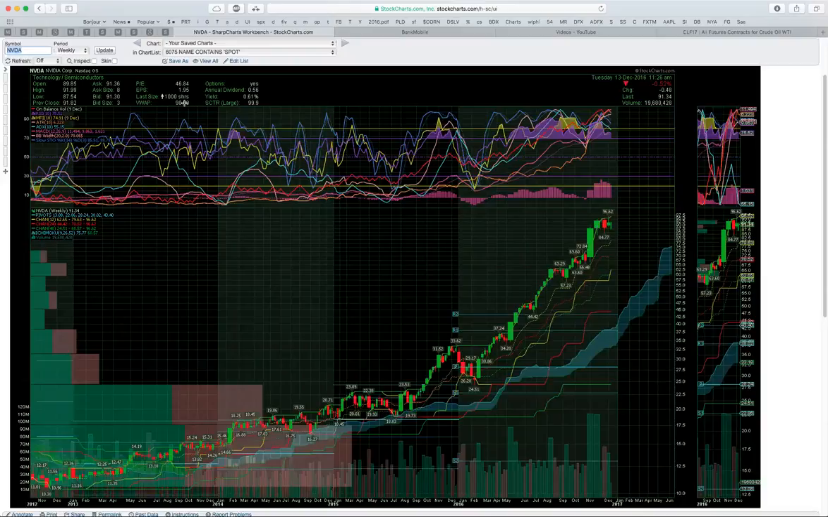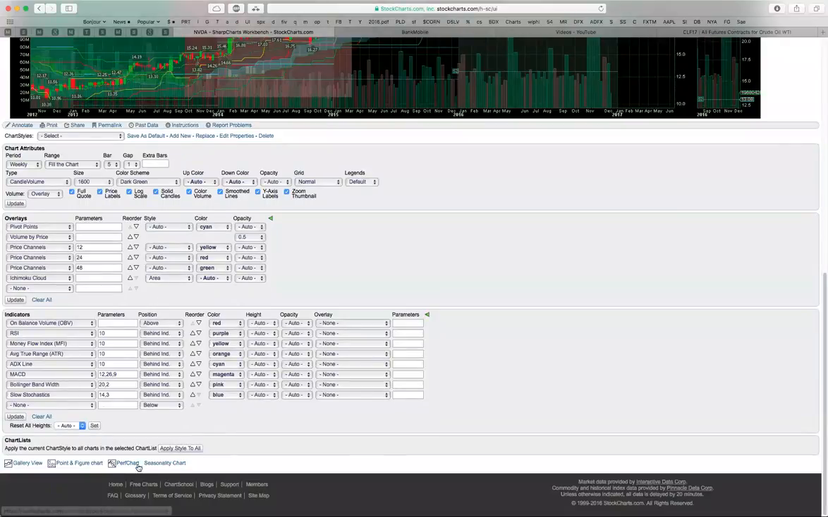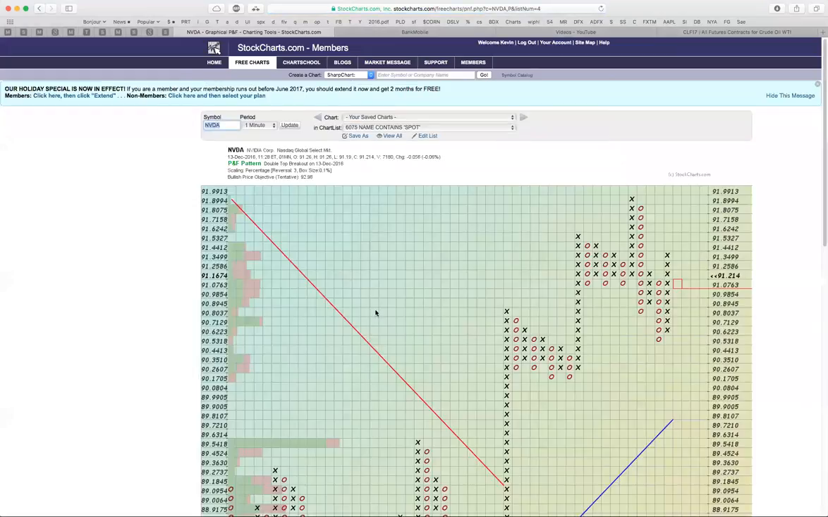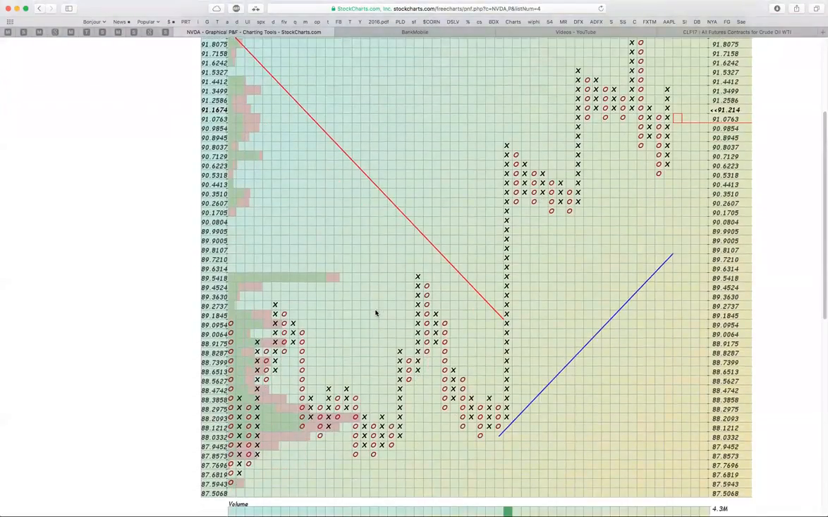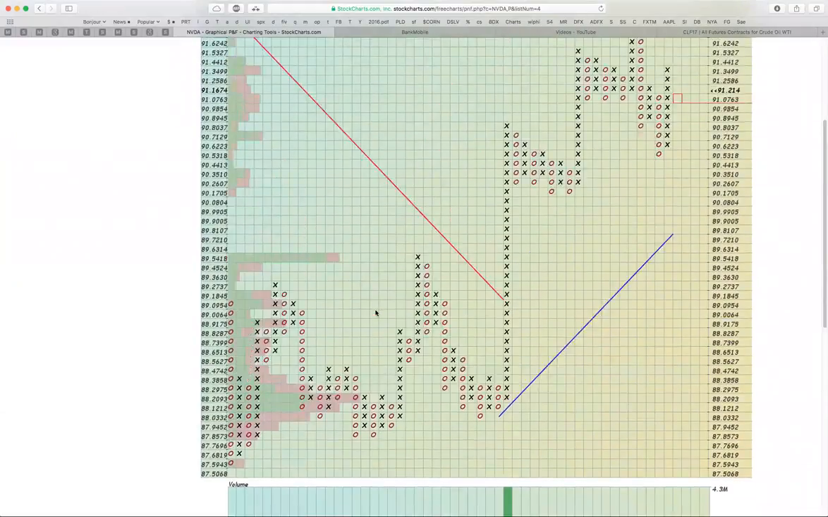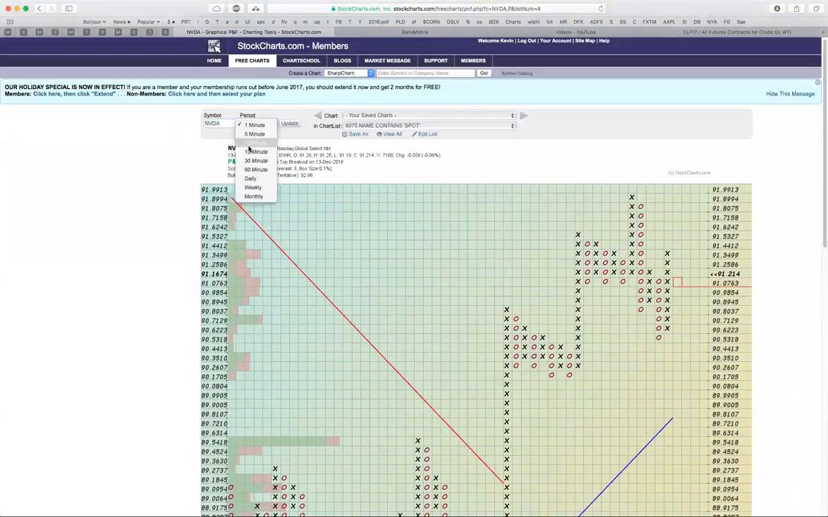NVIDIA dividend. Okay, yeah. I know what to do real quick, and then I'll let you guys go. Here we go. It's a 1 minute chart with volume. Okay, 1 day. We need to change this up some.